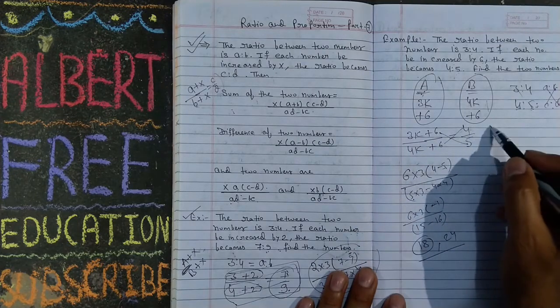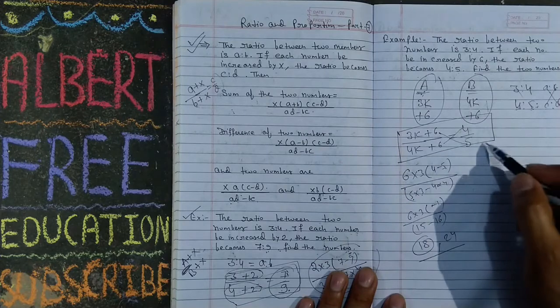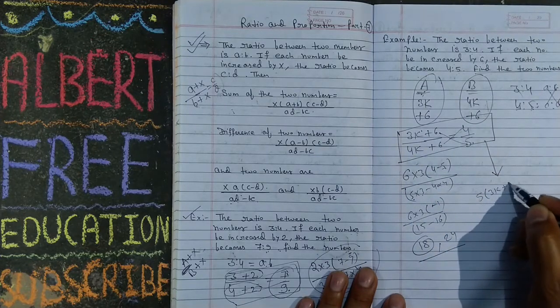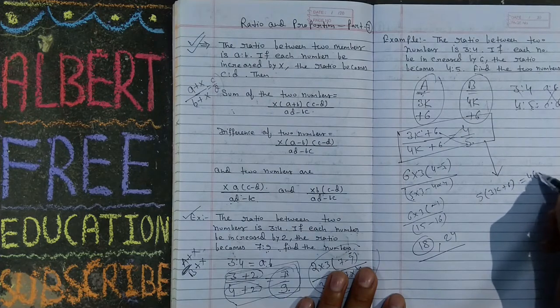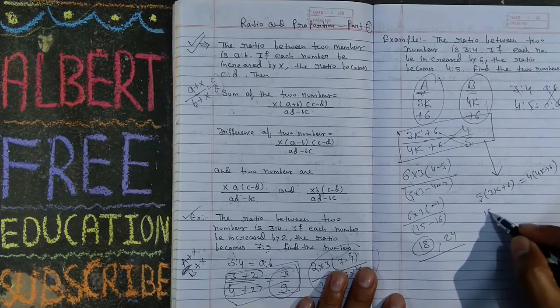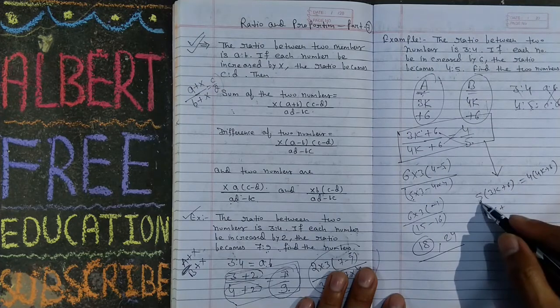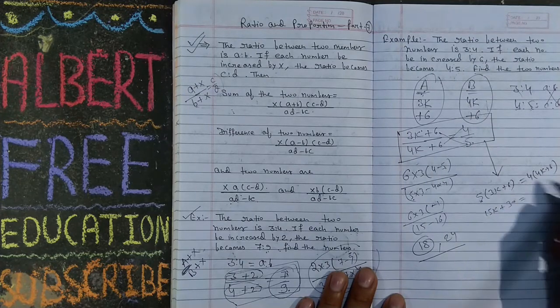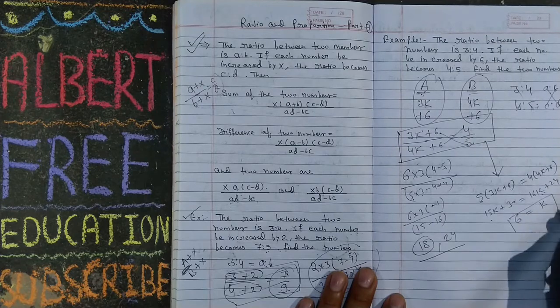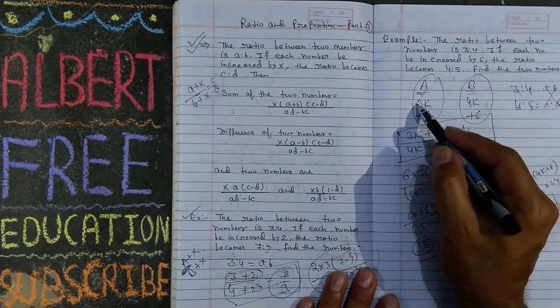Now by this method we will solve. This is the second method. 5 into 3k plus 6 is equal to 4 into 4k plus 6. So 5 3 is 15k plus 5 6 is 30 is equal to 4 4 is 16k plus 4 6 is 24. Now 16 minus 15, k is equal to 30 minus 24, which is 6. K is equal to 6, and now you have to put this value.